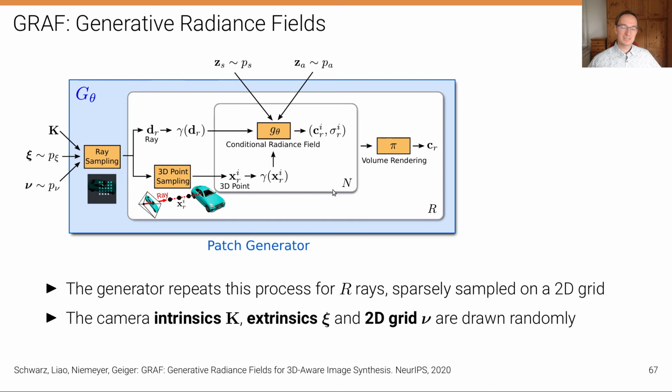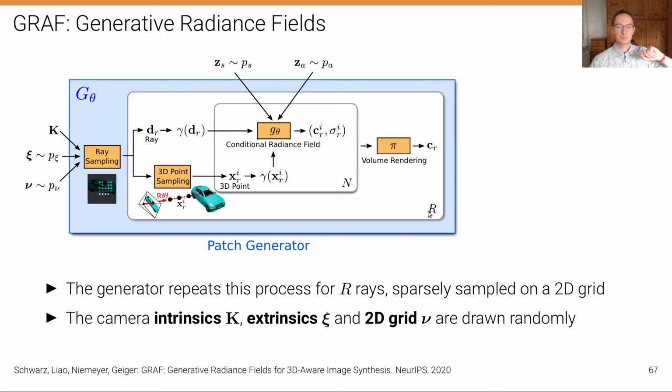Now, because we can't render the entire image, which would be way too time consuming, what we do instead is render just a few pixels. In particular, we take a patch. This is shown here as a 5x5 patch. In practice, we use a 32x32 patch. So we take a 2D image grid, and the location and stride, the size of this image grid, is sampled randomly. Only for those 5x5 or 32x32 pixel locations, we do this process.